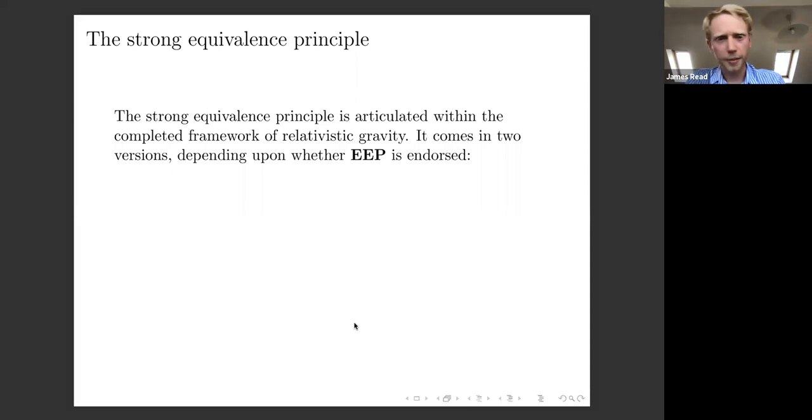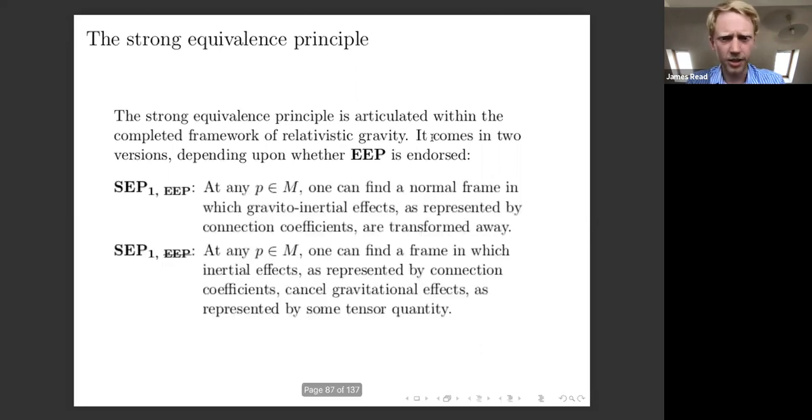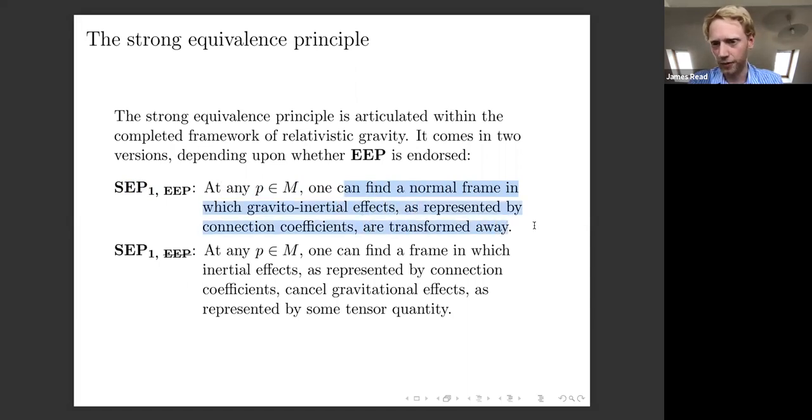So now the strong equivalence principle. This is to be articulated within the context of a completed theory of gravity. Insofar as we're dealing with relativity, a completed theory of relativistic gravity, i.e. general relativity. It comes in two versions, though, depending upon whether the Einstein equivalence principle is endorsed. And this is going to be quite important. So first, the Einstein equivalence principle endorsed version of the strong equivalence principle, which I write SEP1 subscript EEP. This says, at any point in the manifold, we can find a normal frame in which gravito-inertial effects, as represented by connection coefficients, are transformed away.